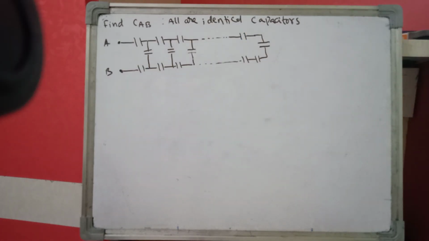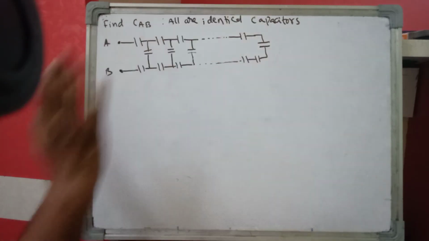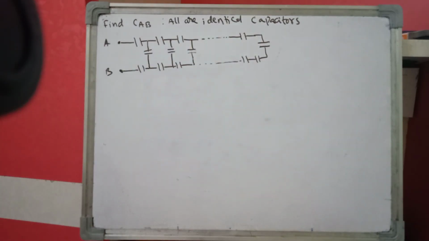So here several identical capacitors are connected in this way. So this is an infinite circuit. You are asked to find the effective capacitance.